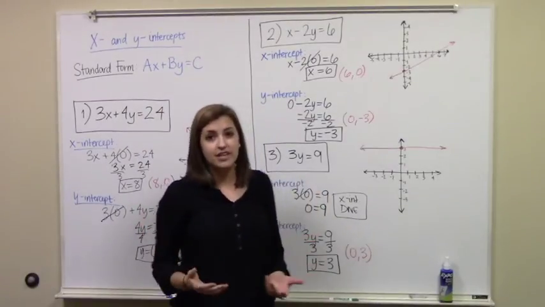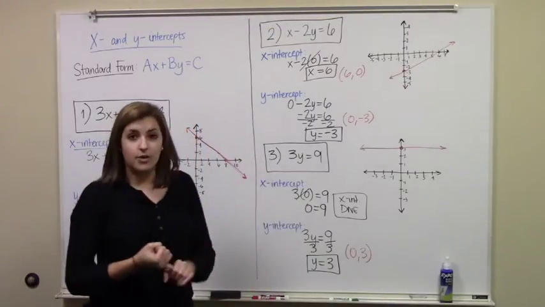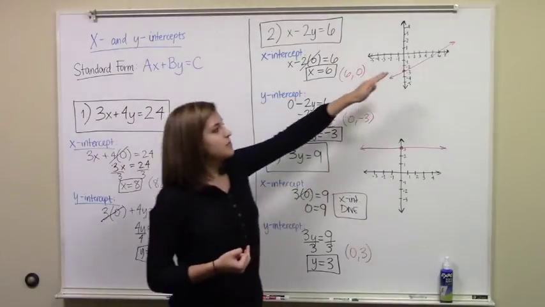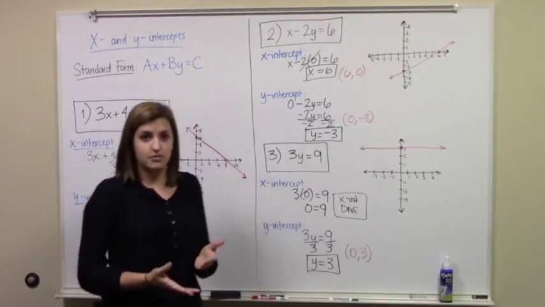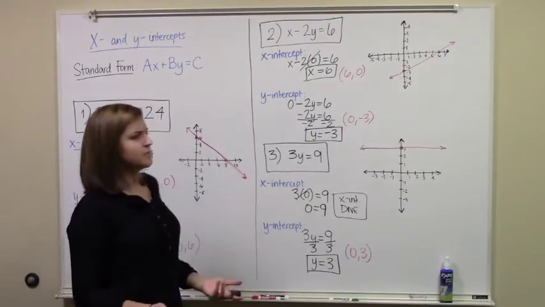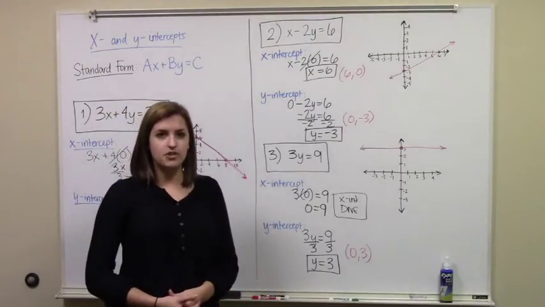So we know how to find them from an equation, we know how to find them on a graph, and we know how to connect our intercepts so that our line is graphed. But what do these intercepts really mean? What's their purpose? Let's look at a few examples to try to figure this out.